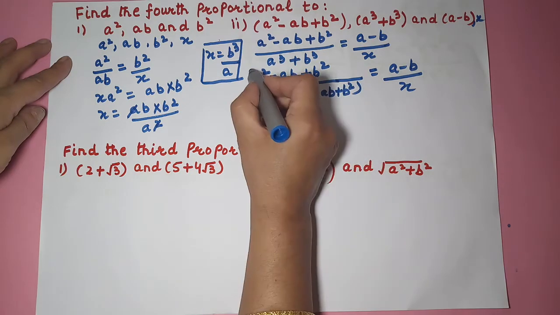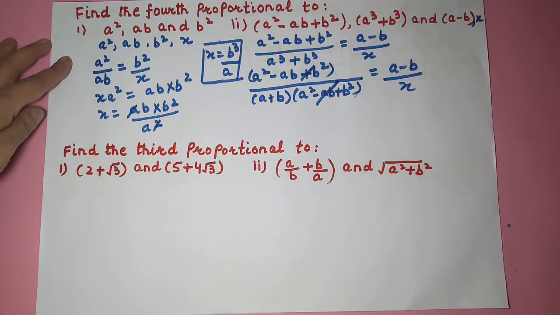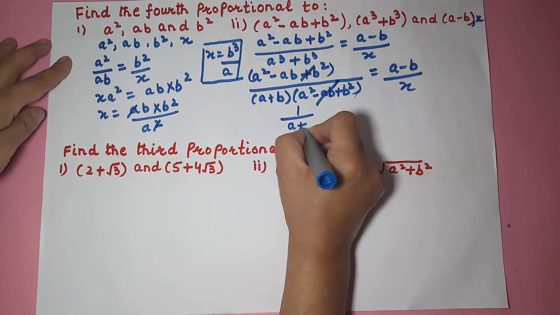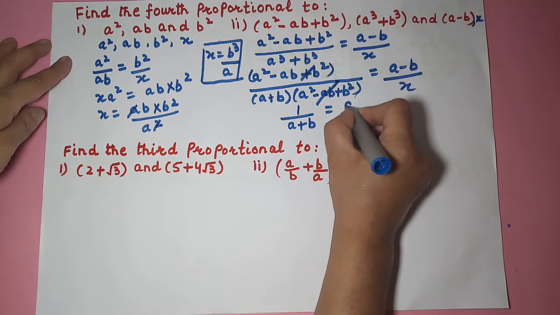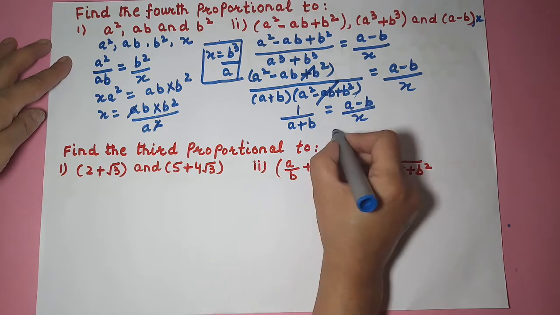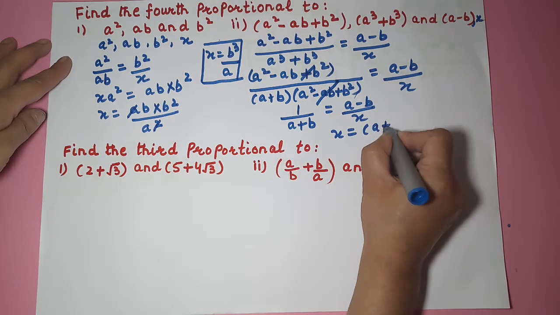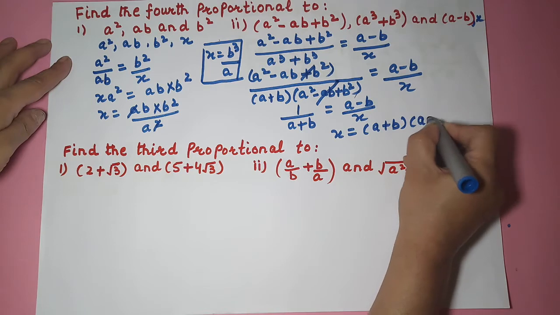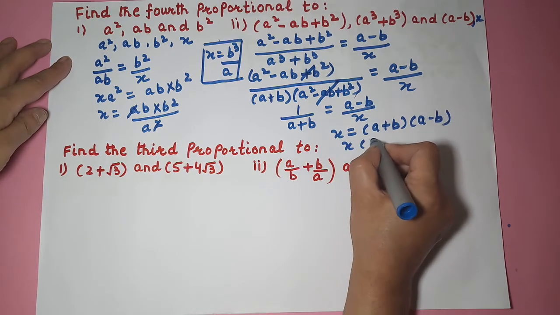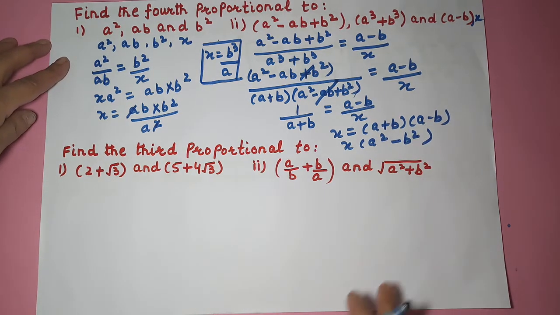Now what will happen is that this term and this term are the same, so we can cut these two terms. So we are finally left with 1 upon a plus b is equal to a minus b upon x. Now simple, we can cross multiply. X into 1 is equal to a plus b into a minus b, and we know that a plus b into a minus b is a square minus b square, right?